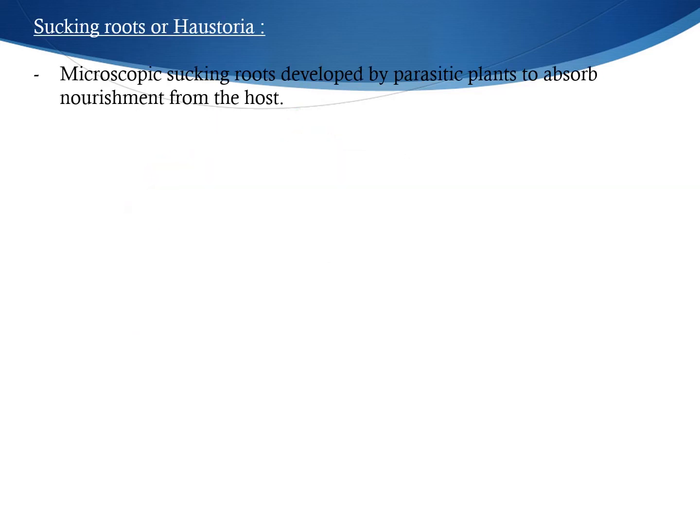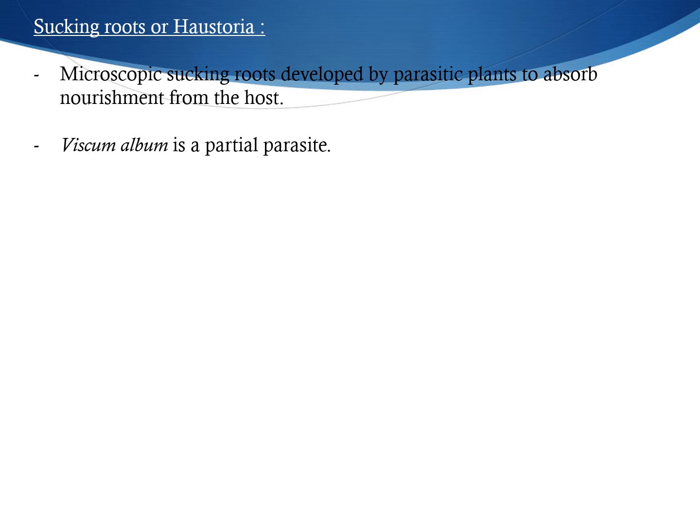Now we will discuss the next type of roots called sucking roots or haustoria. These are microscopic sucking roots developed by parasitic plants to absorb nourishment from the host. Now, as we know, a parasite is an organism, or here in this example, a plant that grows on another plant. So these sucking roots or haustoria are microscopic roots that help to derive the nourishment from the host plant.